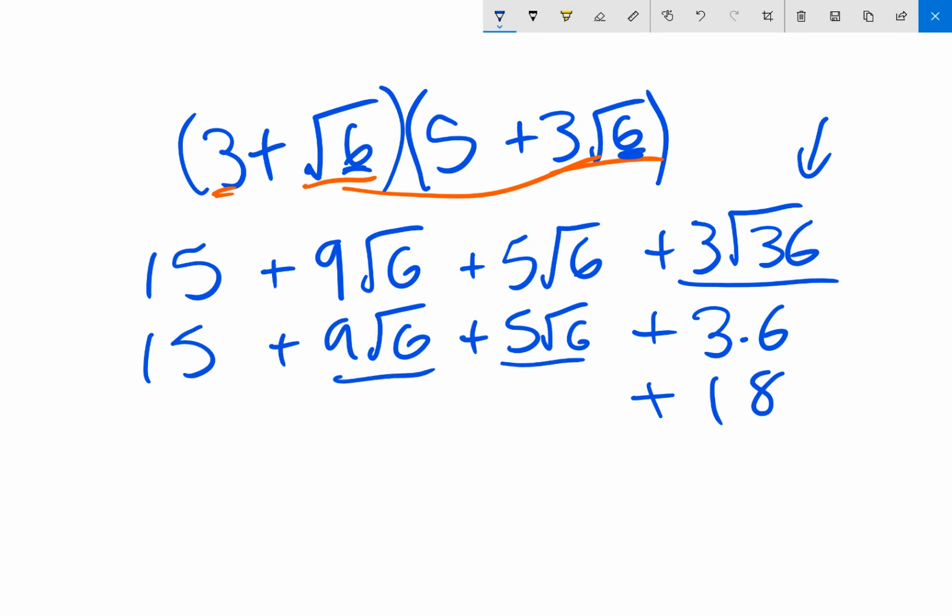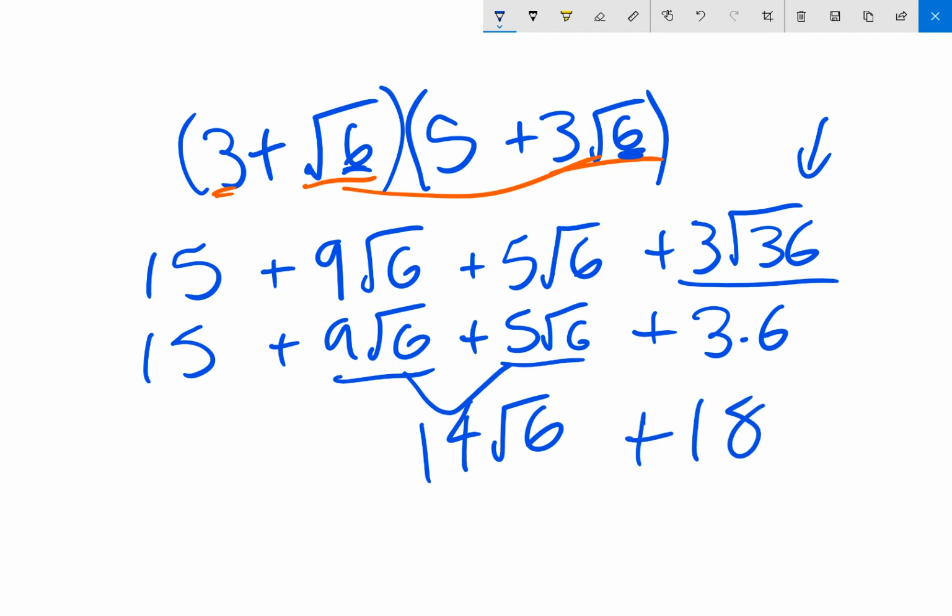Now, I'm going to go ahead and combine these two terms in the middle. They are like radical terms because they both have the square root of 6. So 9 plus 5 is 14. So that's going to be 14 square root of 6. I'm going to lower this plus 18 for a second. All right, and then this 15 is still sitting over here as well. So I hope you understand where that 18 comes from, because remember, the square root of 36 is 6. So I'm just simplifying that, and then I'm multiplying it with 3. When I multiply it with 3, I get 18.